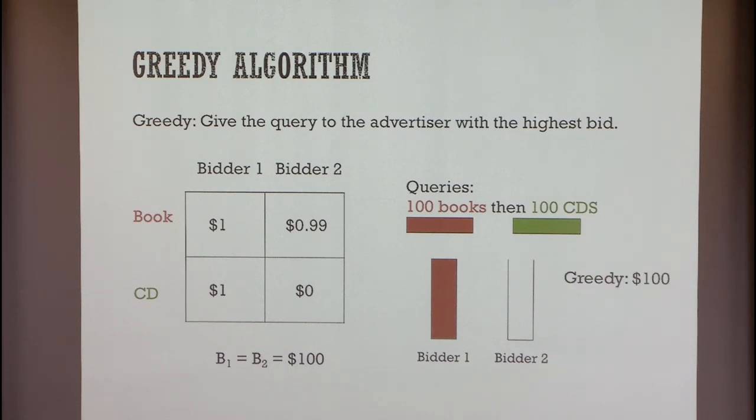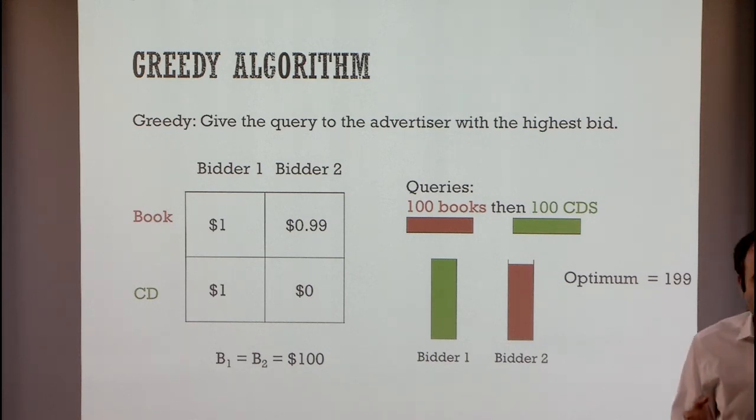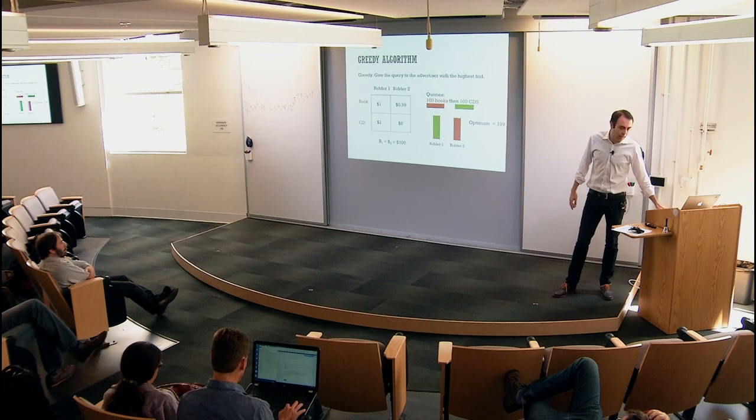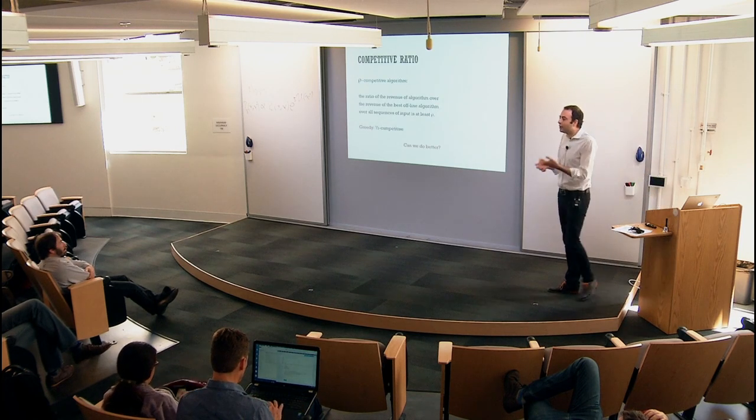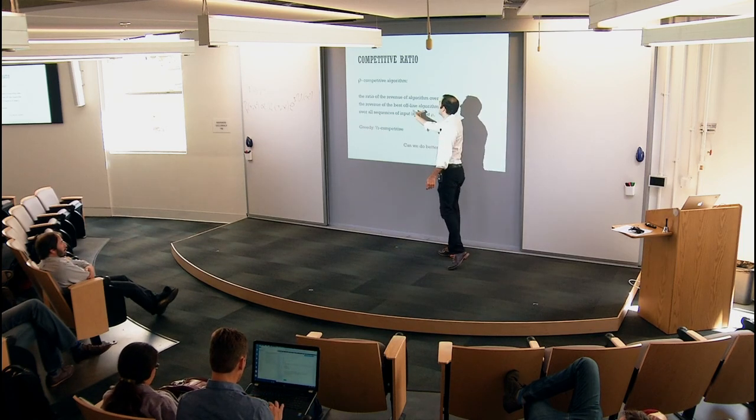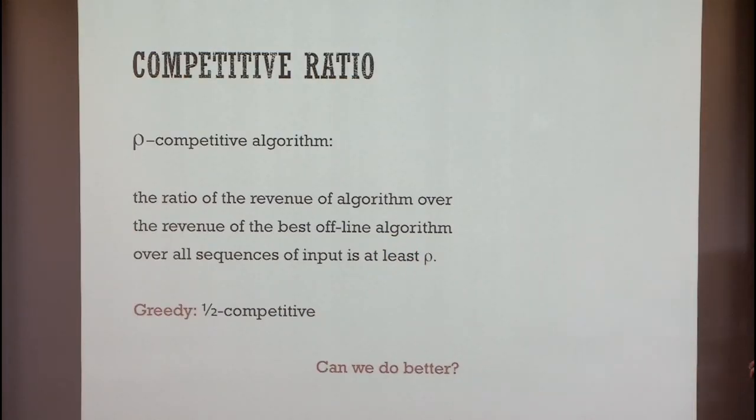That's not the optimum thing to do. If you had hindsight into what's going to happen, you would give 100 books to bidder 2, 100 CDs, you would get $199. So what I showed you is that greedy can give you a revenue that's as bad as half of the optimum. Now it turns out that this is really the worst case example. So the competitive ratio of this algorithm, which is the ratio of the revenue over the revenue of the best offline algorithm over all sequences of the input, is at least half.